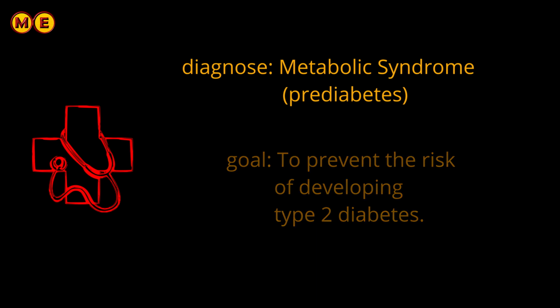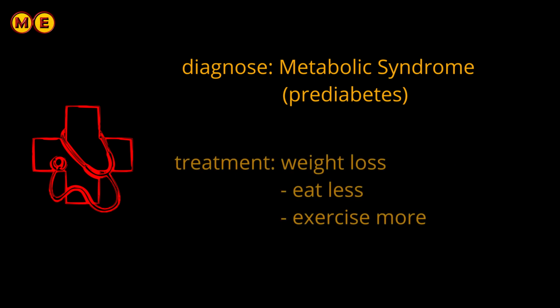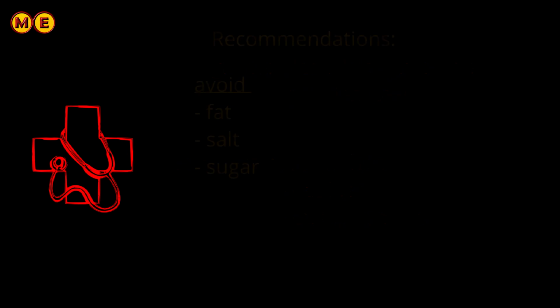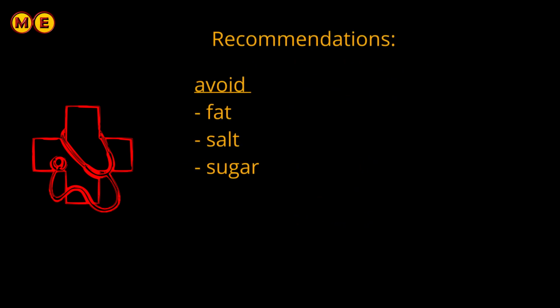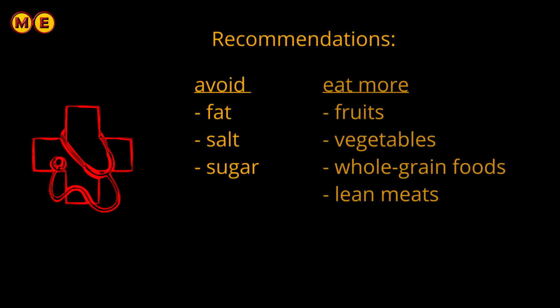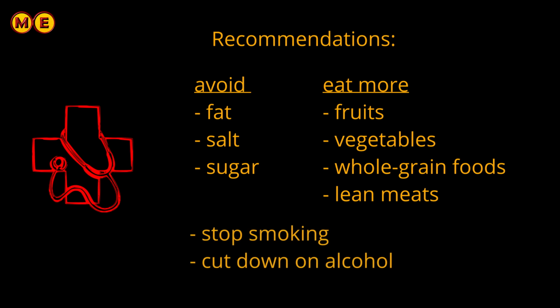So to avoid diabetes, I was advised to lose weight, to eat less and to exercise more. I was told to avoid fat, salt and sugar, and to eat more fruits, vegetables, whole grain foods and lean meats. I was reminded once more to stop smoking and to cut down on alcohol, and I was left to tackle my metabolic syndrome on my own.